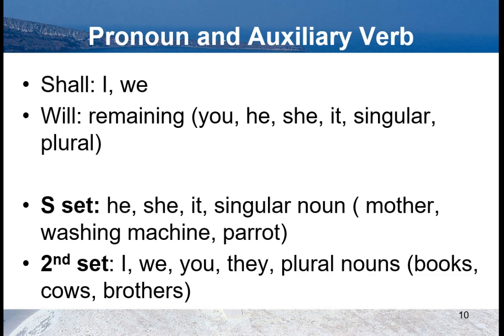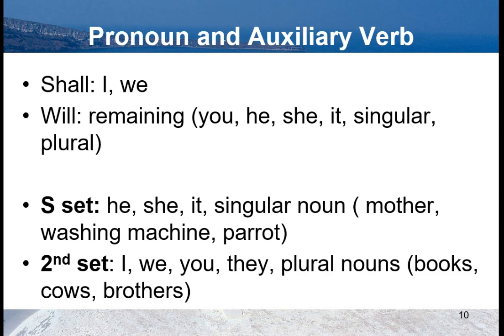Next point is also linked with auxiliary verbs, that is, which personal pronouns use a certain type of auxiliary verb. For example, he: has and have. Where should I use has and where should I use have? So today we'll try to simplify them. Shall: I and we use shall, with the remaining we use will. Remaining means you, he, she, it, singular, plural.